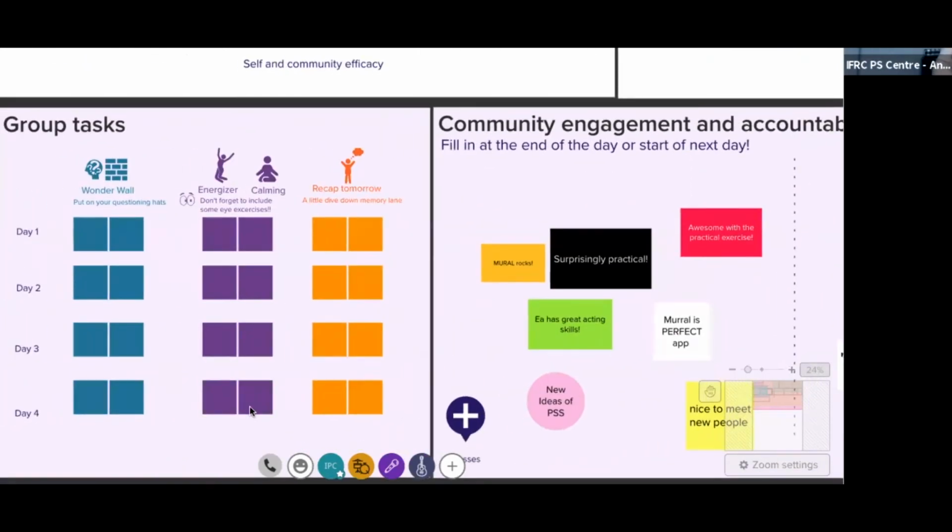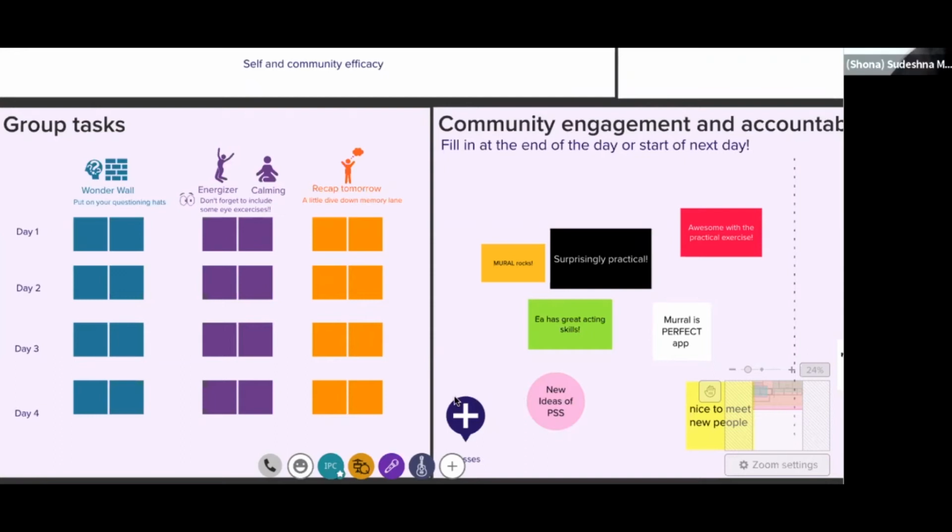The energizer and the calming exercises and the recap. And we give people roles, so every day somebody else was in charge of those exercises, especially the energizers and the calming exercise. It was super fun to share that responsibility. We normally would also have the village chief, to keep order, and we found that quite challenging in a digital environment. So not all of it translates directly.